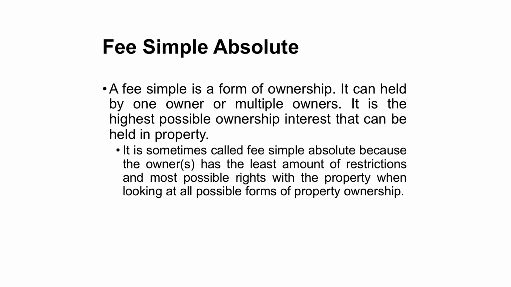Fee simple absolute, this just means that if there's only one owner of property, it's no longer concurrent ownership with multiple owners. It becomes fee simple absolute. They can do whatever they want. So if a joint tenancy, tenancy by the entirety, or tenancy in common has only one owner left, it becomes fee simple absolute, and they can do whatever they want. They can then transfer it to whoever they want going forward, do whatever they want with it. And that concludes property ownership and how it affects gift and estate tax.